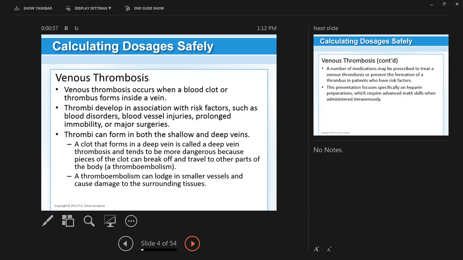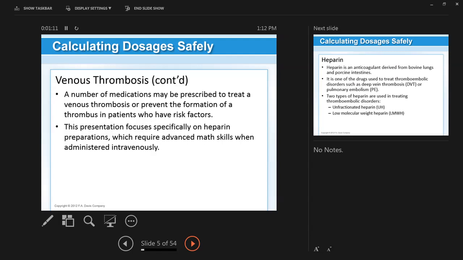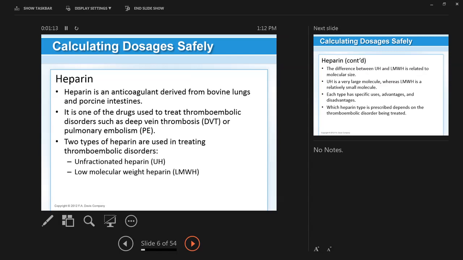When we talk about reasons that heparin would be administered, we often see that it's used to prevent a blood clot from occurring inside of a vein. When we look at the different types of medications related to blood clots, there are two different types of heparin that we see utilized. The first one is unfractionated heparin, which you will see abbreviated on the math quizzes as UH. And then there's low molecular weight heparin, abbreviated as LMWH.